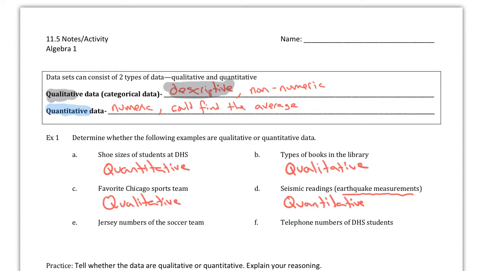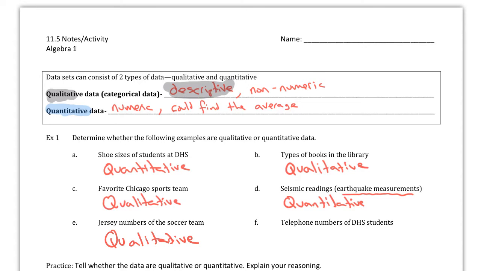Next we have E, jersey numbers on the soccer team. So those are numbers, so you might jump to, oh, it's quantitative. But let's think about this. Would you ever find the average jersey number of all the jerseys on the team? Does that answer mean anything? It doesn't. Like, you wouldn't find the average jersey number. That doesn't make any sense. So this is actually a sneaky qualitative.